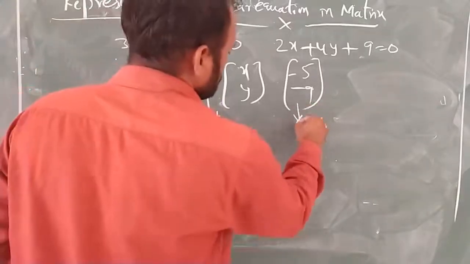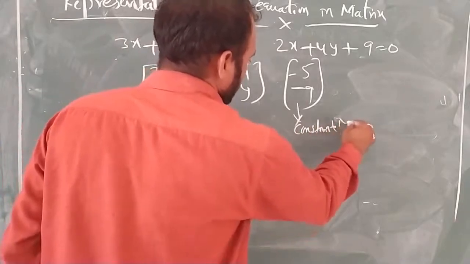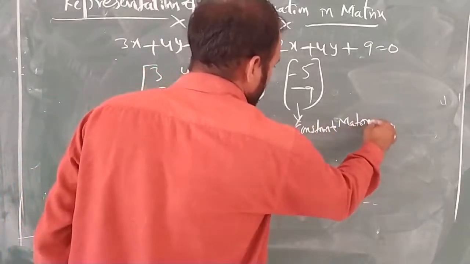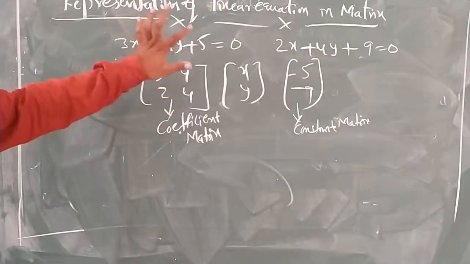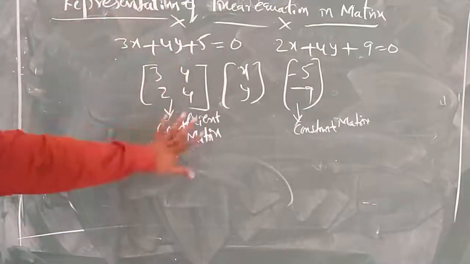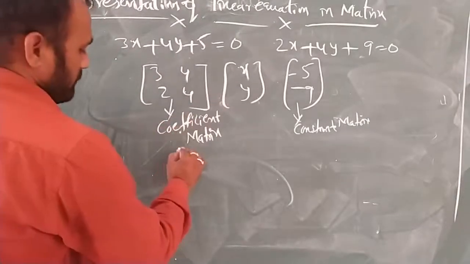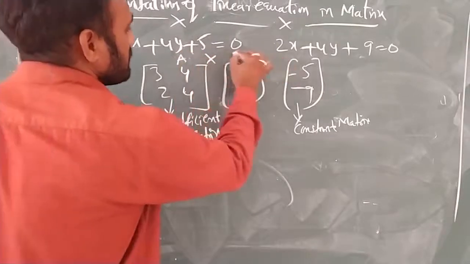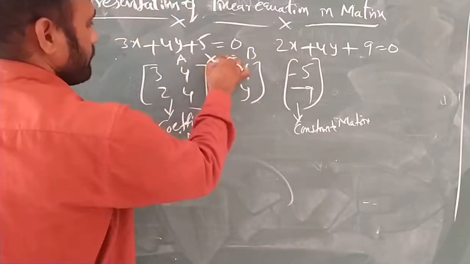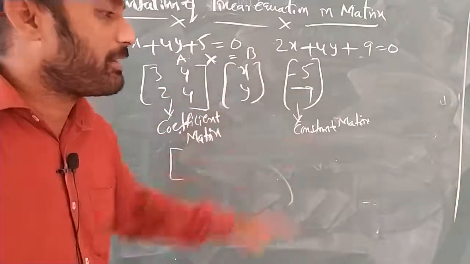And this is the constant matrix. So if it is three variables, three linear equations with three variables also, we can represent in this manner. So if I mix this up, it is represented by AX = B. This is the A matrix, this is the X matrix, this is the B matrix.